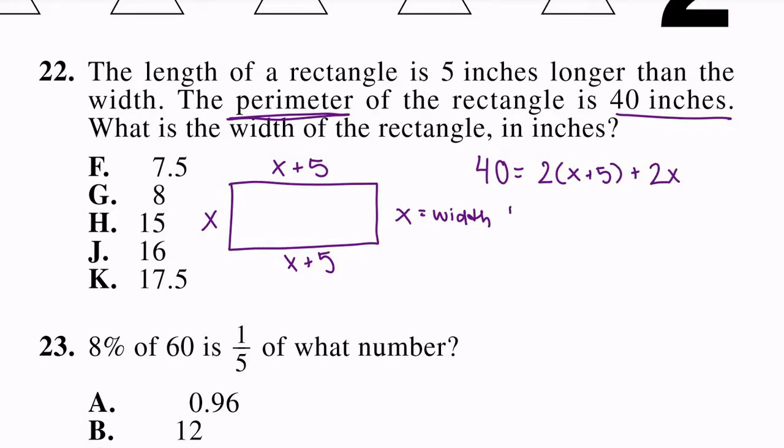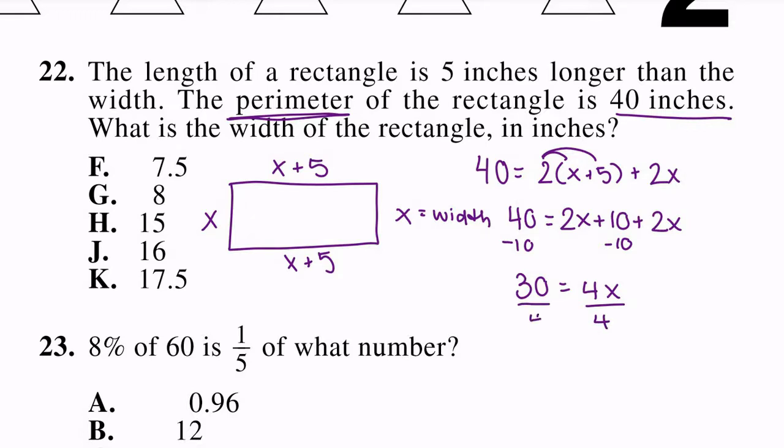We can simplify this by distributing 2. So we get 40 is equal to 2x plus 10 plus 2x. We can bring the 10 to the left side of our equation. So we get 30 equals, and then we can combine the 2 x's to get 4x. Now we solve for x by dividing by 4, and we get x is then equal to 7.5, which matches our answer choice F.